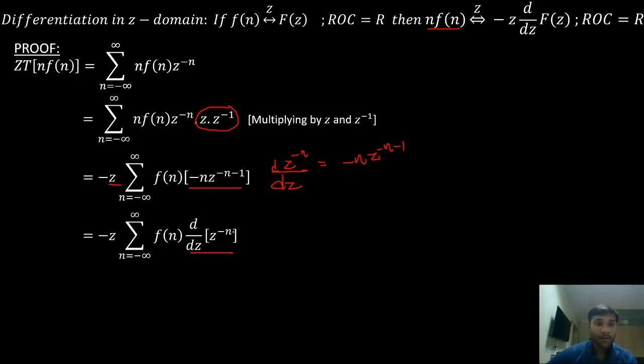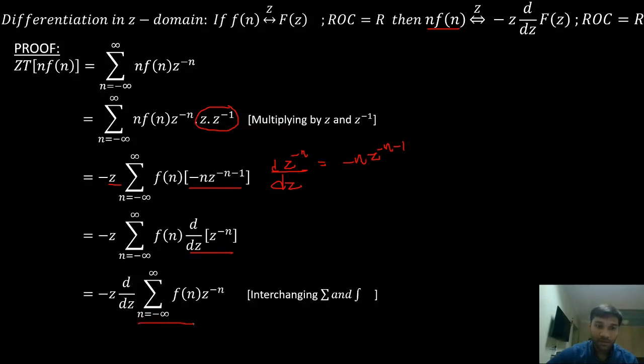So now I'm interchanging my summation and differentiation. I can interchange the differentiation and summation, so I'm taking the differentiation outside. Inside I have the summation of f of n and z to the power minus n. Now this entire term here is nothing but my f of z. So that is equal to minus z d by dz of f of z.